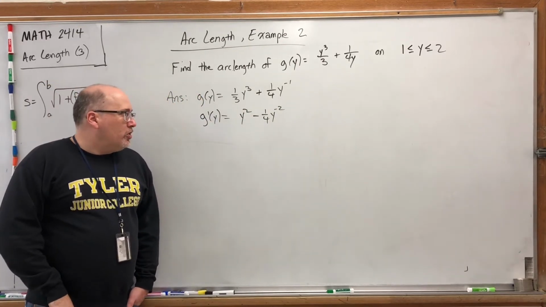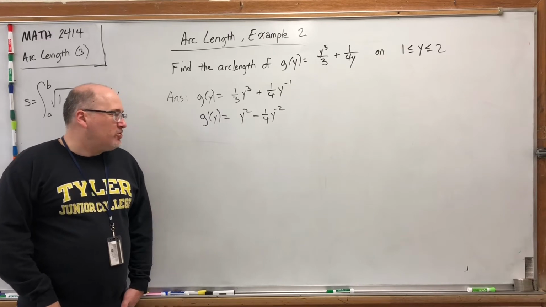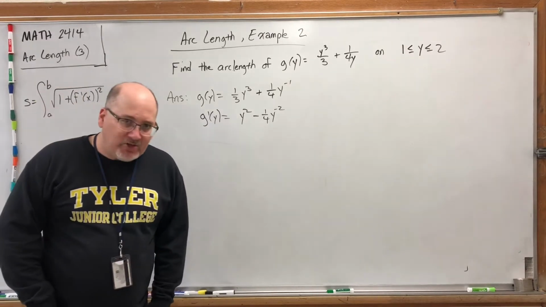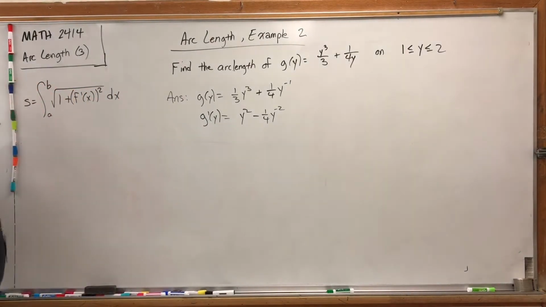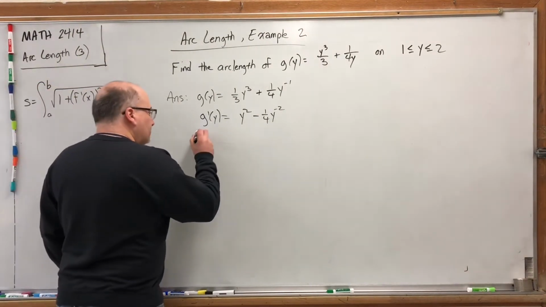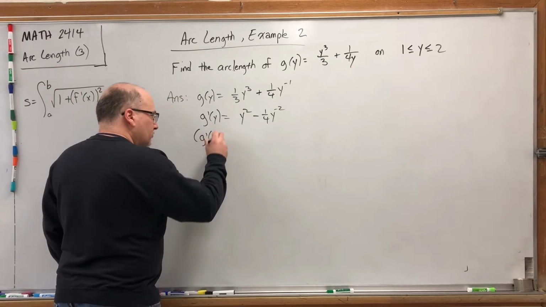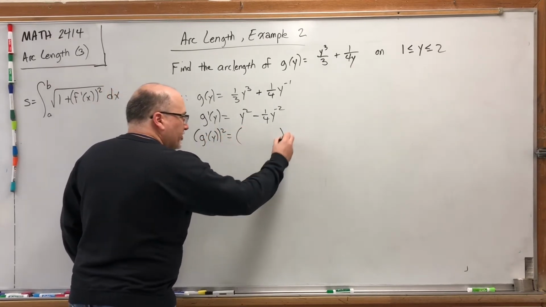Okay? Could we rewrite that as fractions? We could, but think about what we're going to do next. We're about to square the derivative. So let's do that, by squaring this binomial.